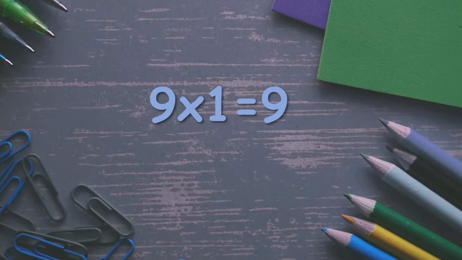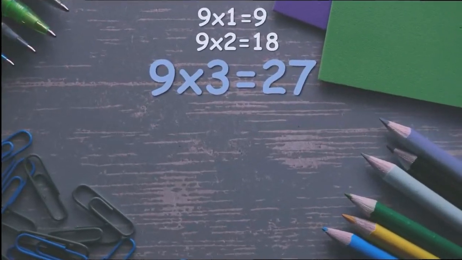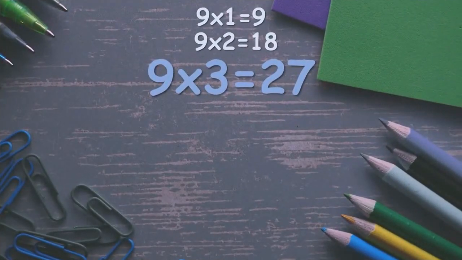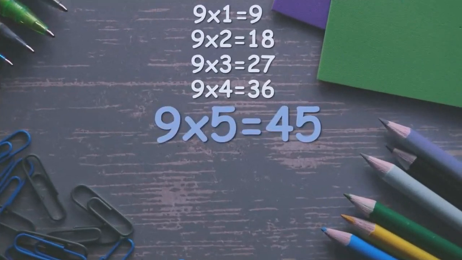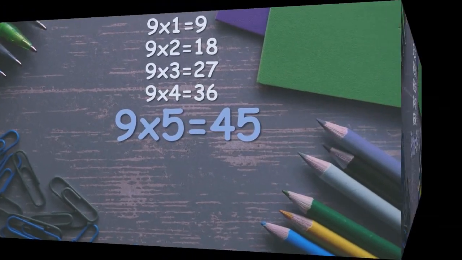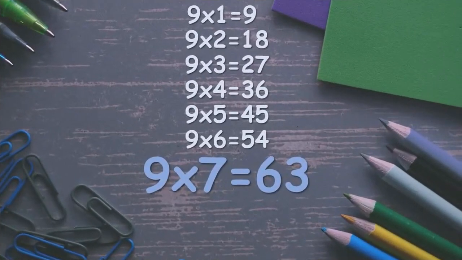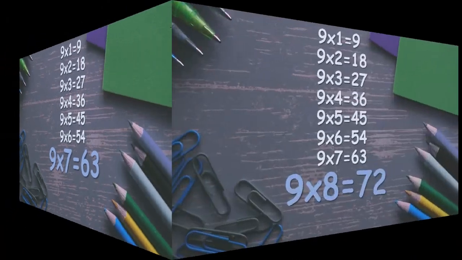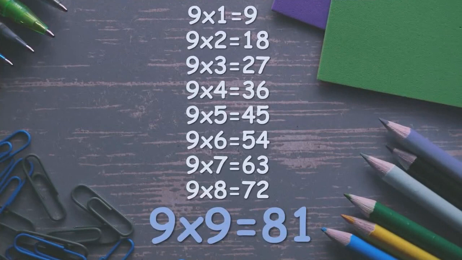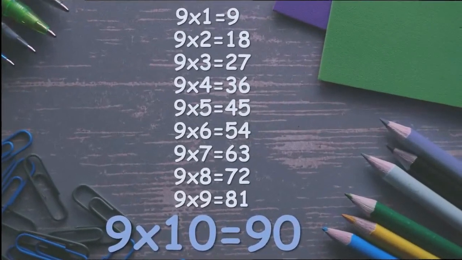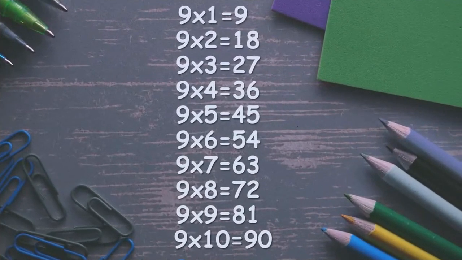Let us repeat. 9 ones are 9, 9 twos are 18, 9 threes are 27, 9 fours are 36, 9 fives are 45, 9 sixes are 54, 9 sevens are 63, 9 eights are 72, 9 nines are 81, 9 tens are 90. So this is multiplication table of 9.